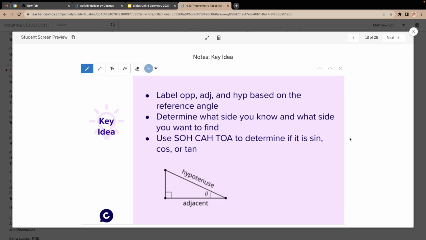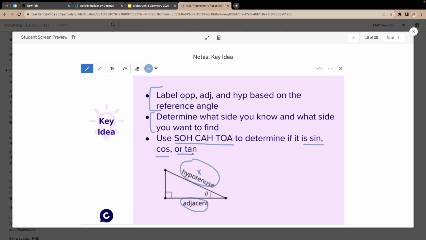Continuing on that lesson that we were just looking at, now I want to go over how you would use sine, cosine, and tangent to find a missing side in a right triangle. A couple key things that we're going to do here. We're going to label our opposite, adjacent, and hypotenuse based on our reference angle. Then we're going to determine what side we know and what side we want to find. For example, maybe I know the adjacent and I want to find the hypotenuse. Then we'll use SOHCAHTOA to figure out if it's sine, cosine, or tangent.